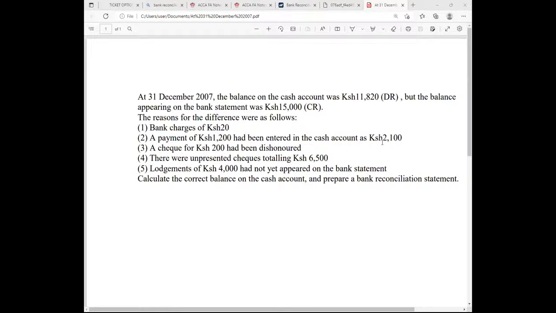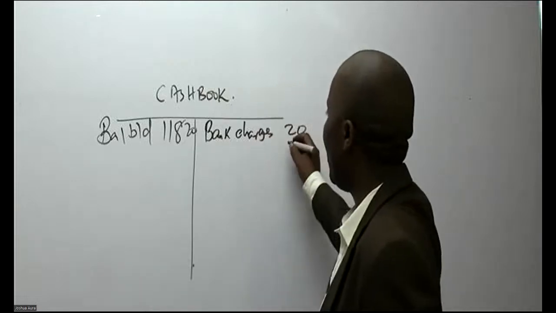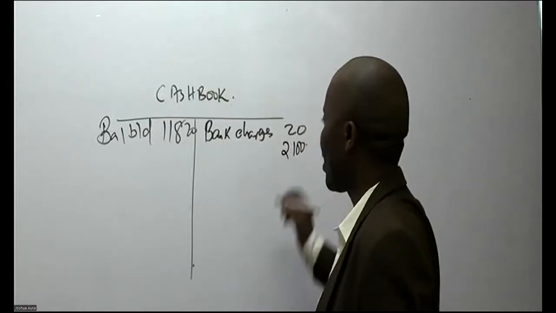As 2,100. So there are two ways here. You see, this is an error in the cash book. We were supposed to credit this account with the 1,200, because a payment of 1,200 had been entered in the cash account as 2,100. So what I need to do, listen here: a payment was entered wrongly, 2,100 here.